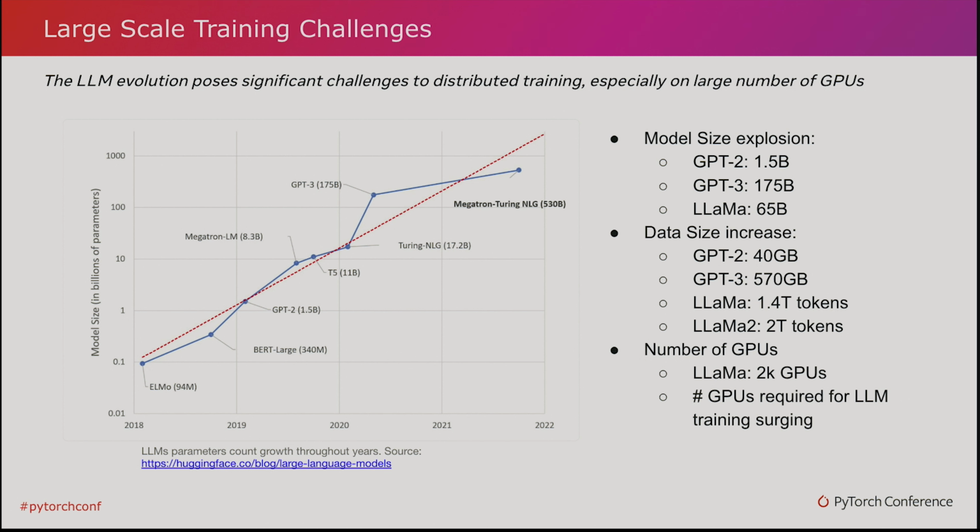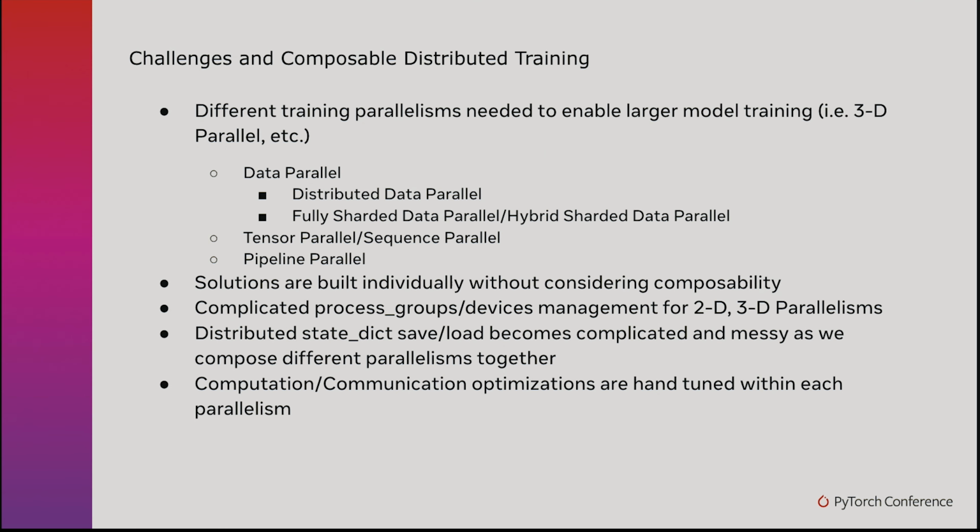And what's more is that we are using way more GPUs now to train an LLM, like 2K, 4K, even 16K, anything above that. So that brings some challenges and some composability requirements to us.